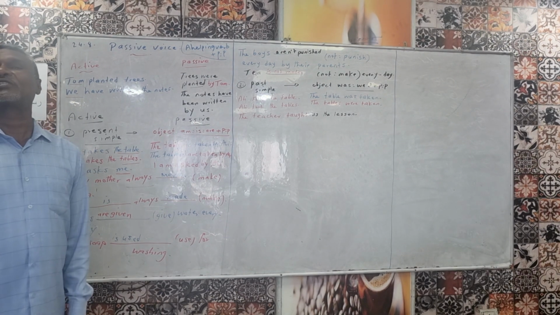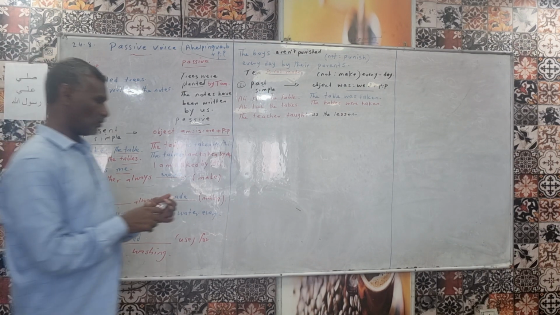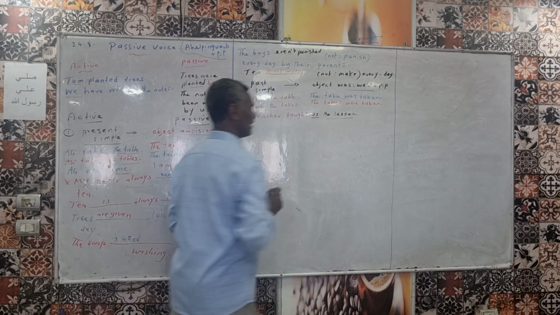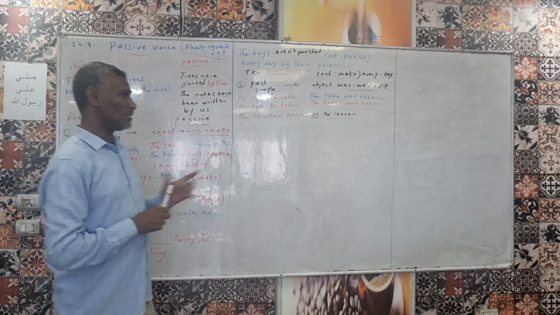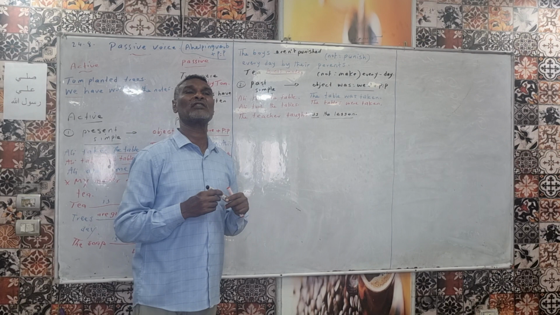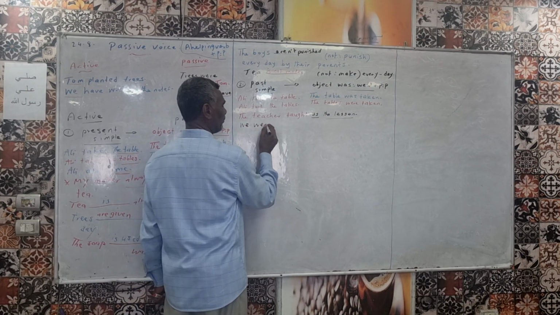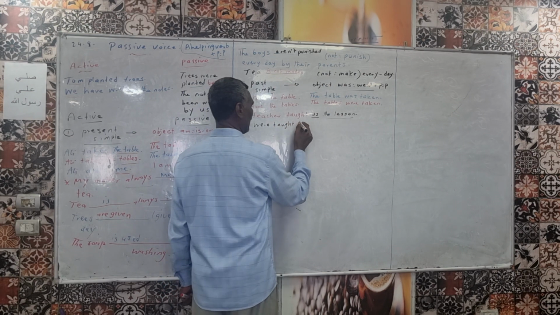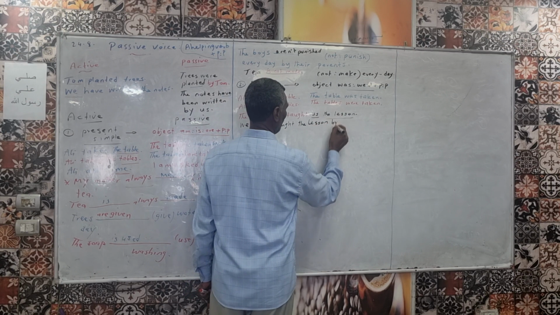Here we have two objects. عندنا الأوبجكت الأول هو us والأوبجكت الثاني هو lesson. إذا أنا عندي خيارين عشان أحول لباسيف فويس. إذا أنا بريد us أقول شنو؟ We were taught the lesson. We were taught the lesson by the teacher.